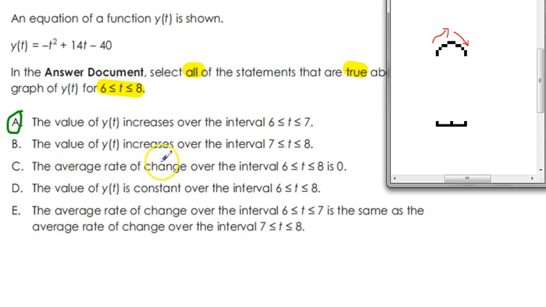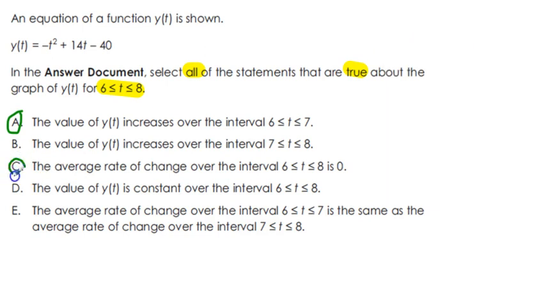C says the average rate of change over the interval is 0. Well, rate of change is another word for slope. So if you see here, the slope is going up and then it goes down, but it goes up and down equally. It's perfectly symmetrical. And when that happens, even though it goes up and then it goes down, yes, it's going to average to 0, because remember, averages, you add them all up and divide them. And because it's perfectly symmetrical, when you add them up, you're going to get 0. So C is also a true statement.